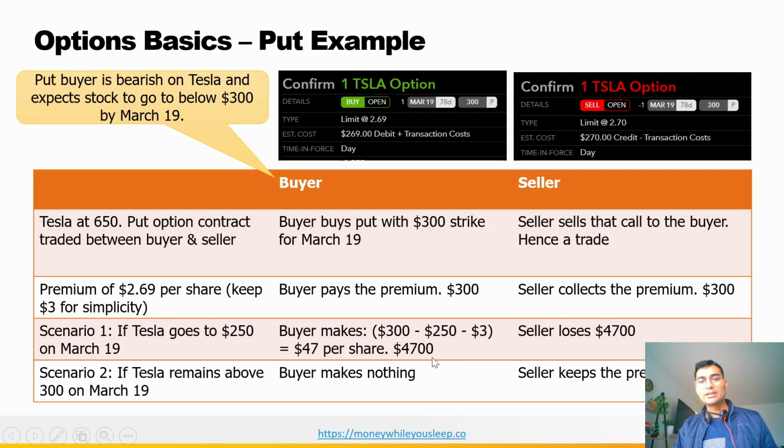And just like any other trade, somebody's loss is somebody's gain, and somebody's gain is someone else's loss. A seller is going to lose $4,700 here. So let's look at another scenario.